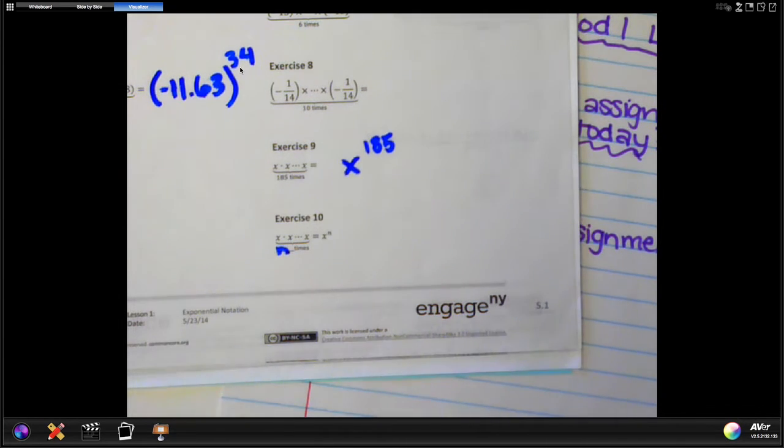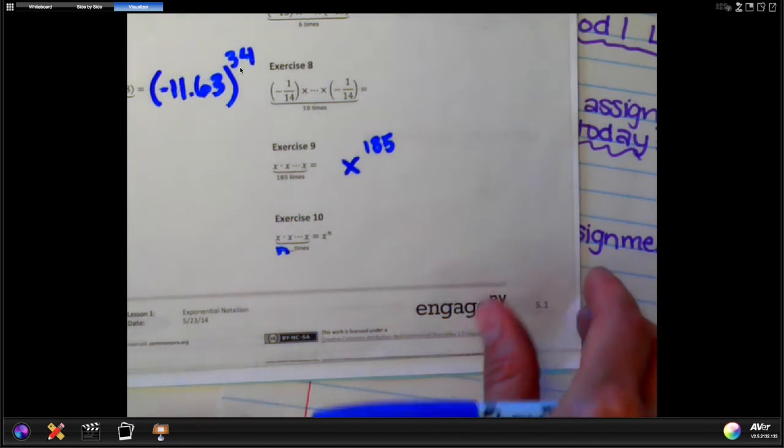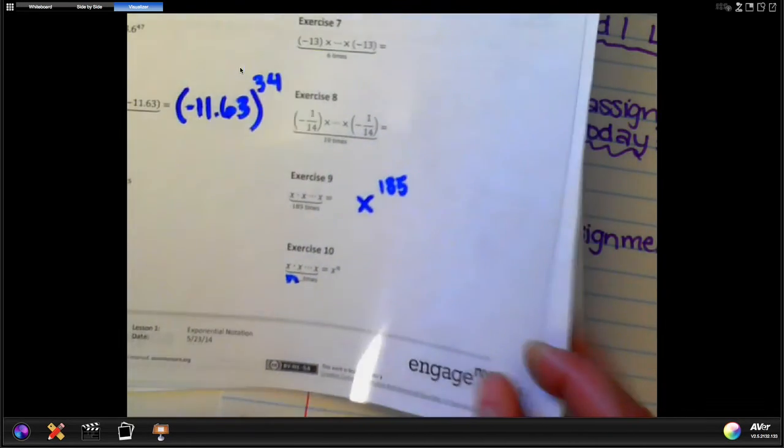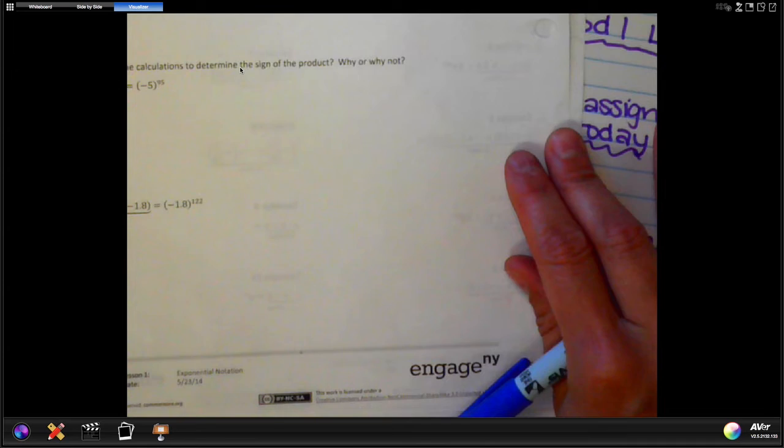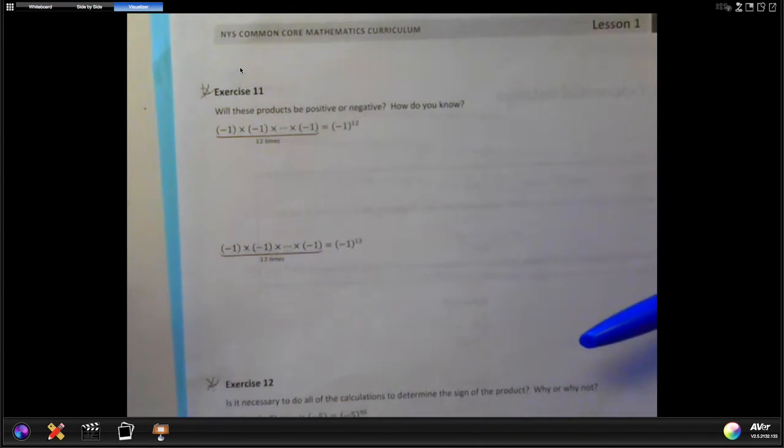So that's our first concept, writing in exponential notation. Okay, so we're moving right along here. Our next page we're going to hit is page 2, which should start with exercise 11. Let me make sure that I have it on screen here. Exercise 11 moves on to our second concept, and that is a pattern in what we see happening here.